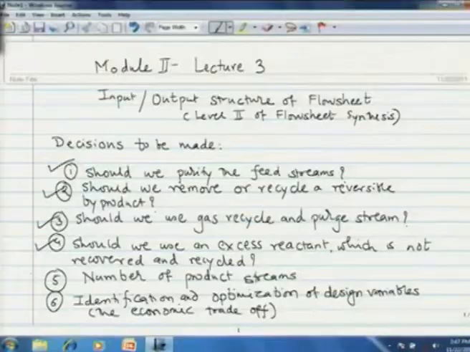Then the next decision was about the product streams. How many product streams should there be? Depending on the fate of the product that is coming out of the process, we decide the product stream. The thumb rule that we used for this particular decision was to never separate and mix 2 streams if their destination is the same.